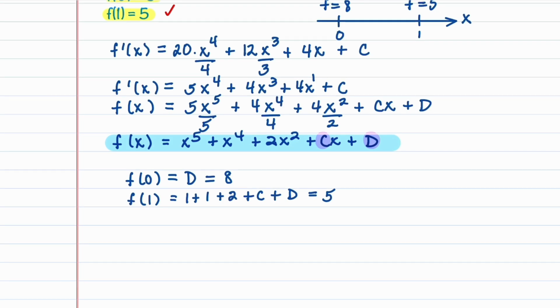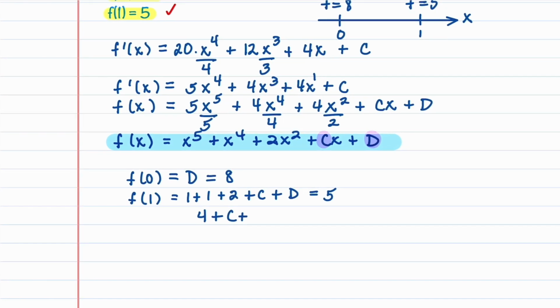This gives us 2 plus 2, so this is 4, plus c plus d. We know that d is 8, so let's put that in, is equal to 5. So we have c plus 12 is equal to 5, and that gives us that c is equal to minus 7. Let's highlight here that d is 8 and c is minus 7 because we now have to substitute those back in to our function.